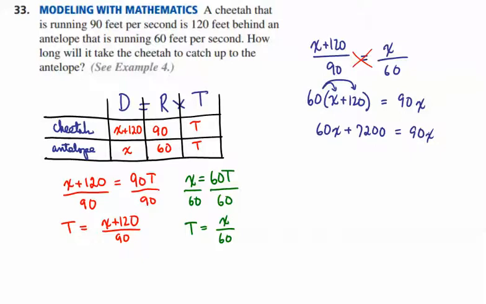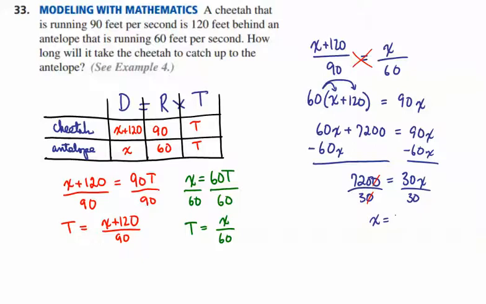Normally I'm going to move variables to the left, but in this case I can resolve this issue simply by subtracting 60x, and it'll only take me one step to get down to 7200 is equal to 30x, dividing both sides by 30, canceling 10 on the top and the bottom, and I get x is equal to 240 seconds. 240 seconds divided by 60 would be 4 minutes.